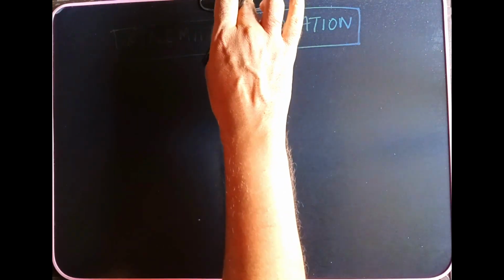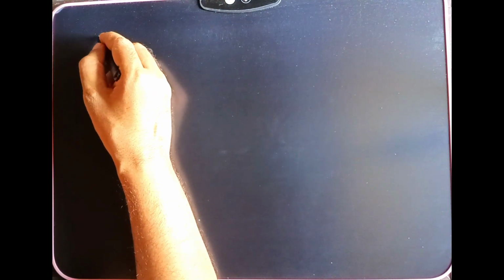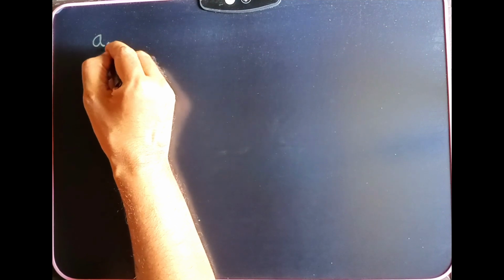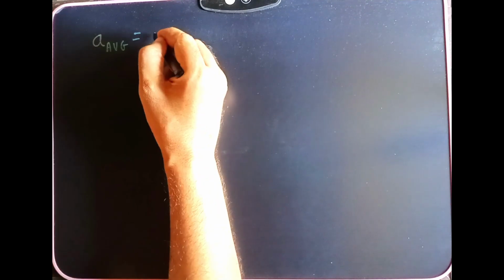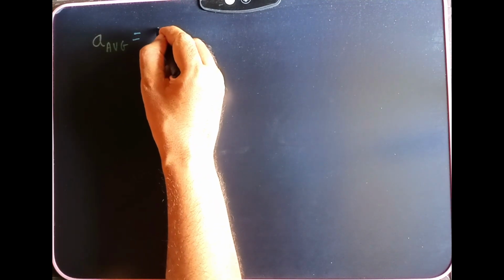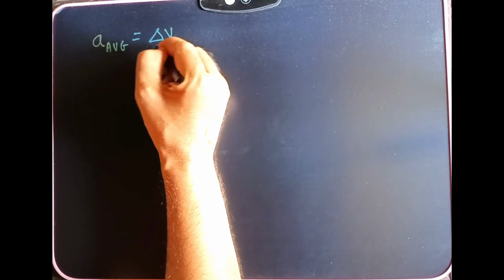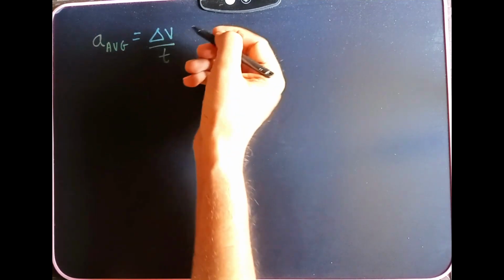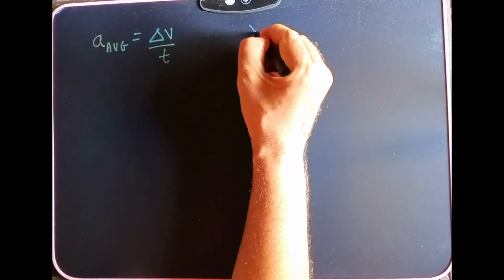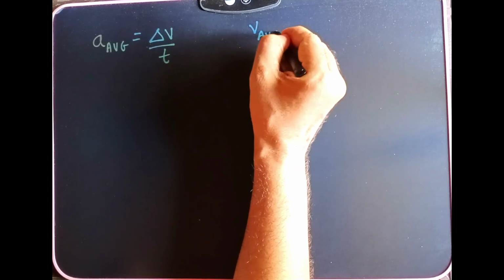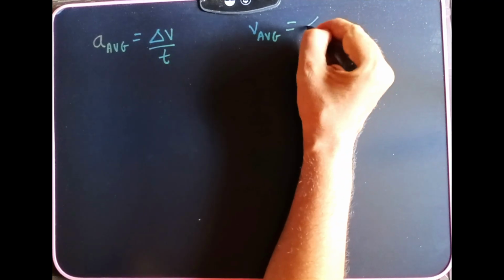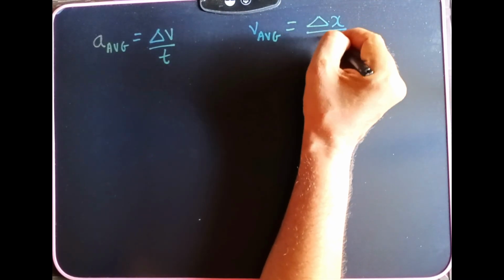We have studied in acceleration that average acceleration is equal to change in velocity divided by time period. And we also know that average velocity is equal to change in displacement divided by time.